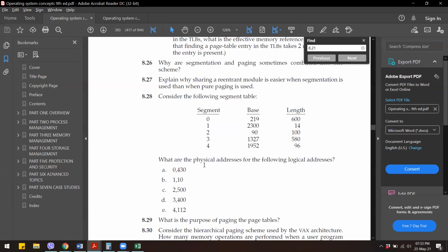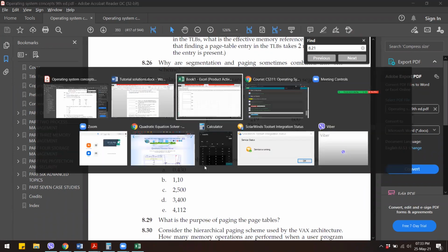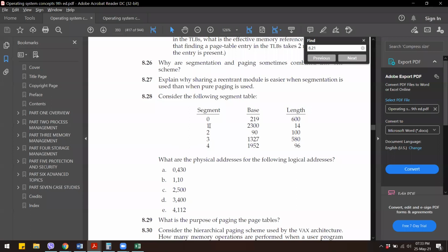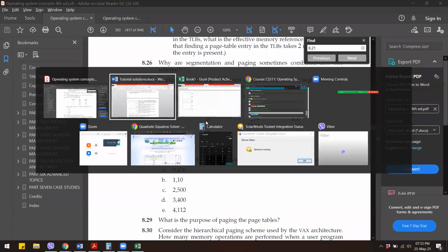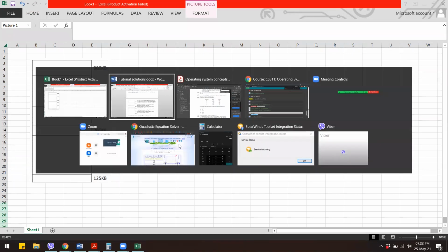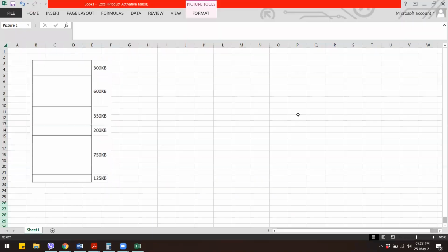Now in question number 8.11, we had something like this, right? So this was a segment, an example of how this would look like. Let's say this one is segment 0, segment 1, 2, 3, 4, and 5. And this base and length are these numbers over here. So the base address is where that segment is starting.